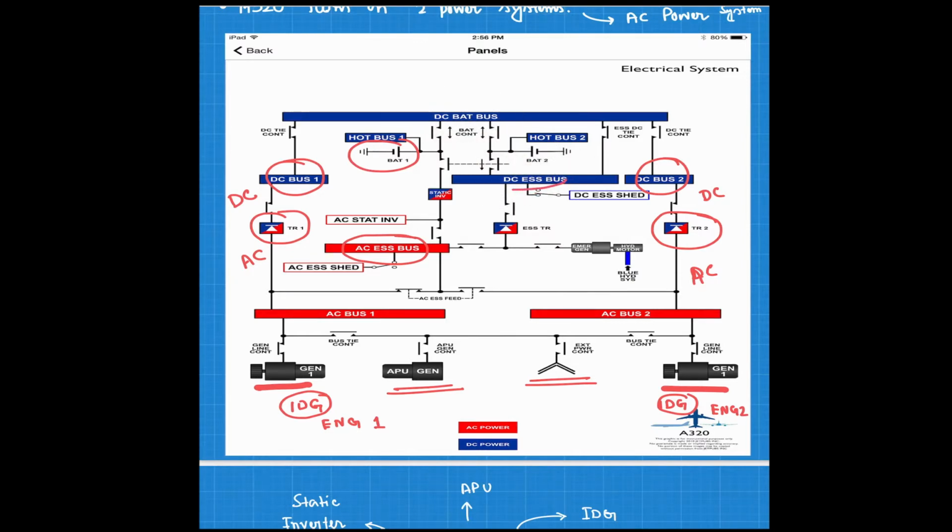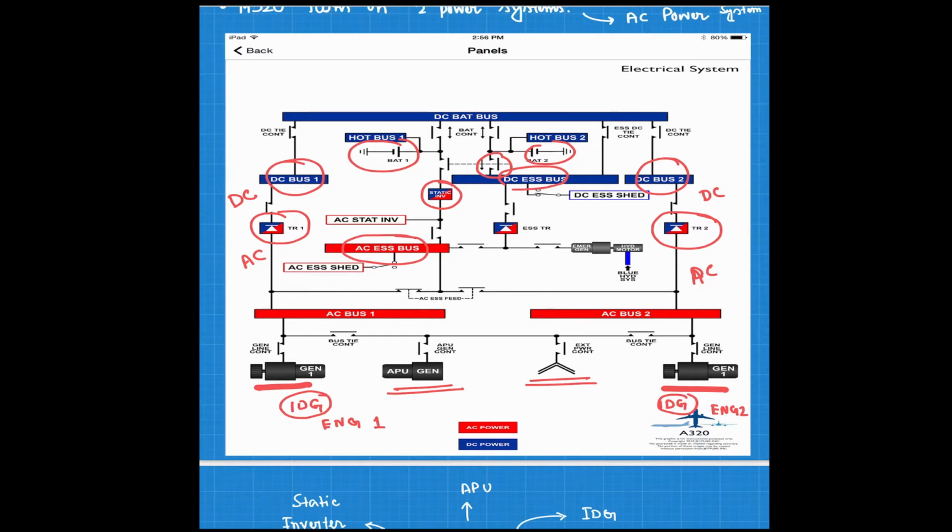So this is the DC essential bus. Both of the batteries basically supply the DC essential bus, which runs the essential components that run on DC power. Here is a very interesting component, which is the static inverter. At the time of the cold and dark startup, I will tell it in a moment.